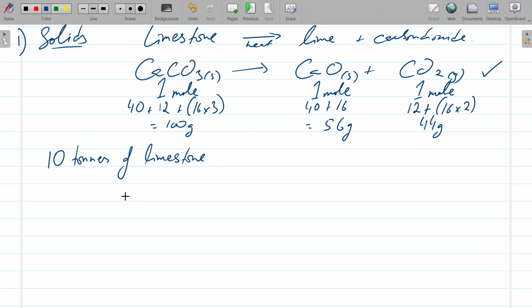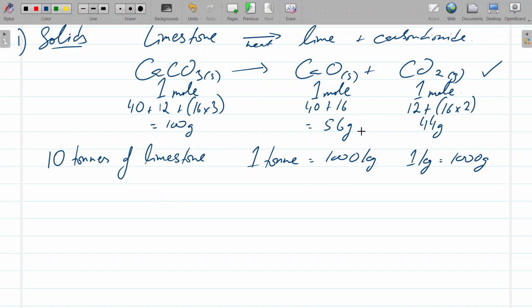So, how much is a ton? 1 ton is 1,000 kilos. And we know that 1 kilogram is 1,000 grams. So 10 tons would be 10 million grams of calcium carbonate. But what we can do is, in fact, I'll come to that later.